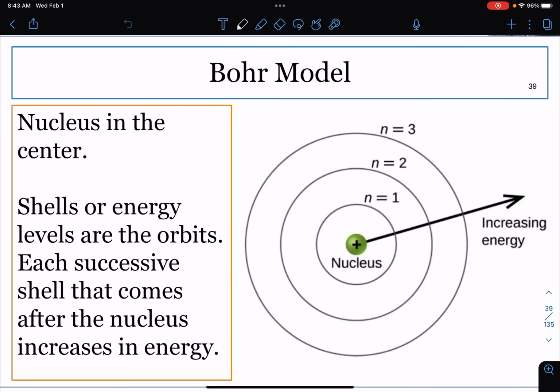The first energy level, closest to the nucleus, is called the first energy level, and the next one is the second energy level, and so on. Each successive energy level increases in energy.